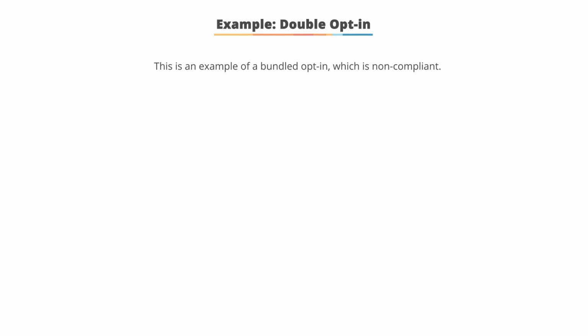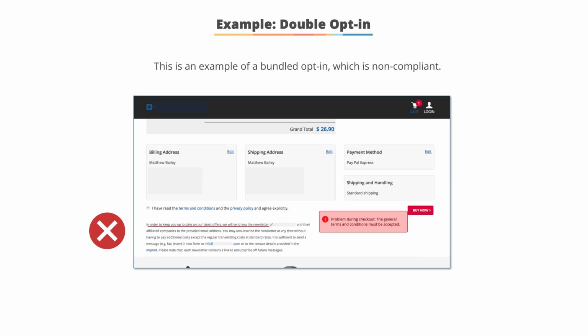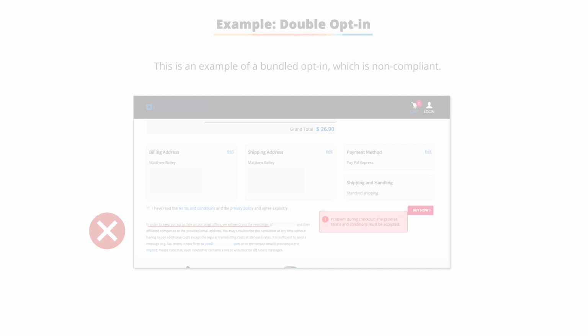Here is a great illustration of what not to do. As you can see here, I was unable to complete a transaction on this website, as I first had to agree to the terms and conditions. However, the first point in the terms and conditions statement is an agreement to receive marketing offers and communications. This is not compliant by any means, as a user cannot purchase from this website without opting into marketing communications.